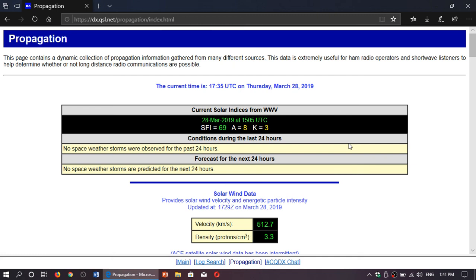For example, here A8 means that in the past 24 hours, geomagnetic fields stayed pretty quiet because this number is very low. But if it moves on to 100, you know that the past 24 hours has been pretty stormy in the geomagnetic field, meaning the propagation might not be as good. What I usually tell everybody, forget the A. Just look at solar flux and K. Solar flux, the highest possible, the better. K, the lowest possible, the better. If you just remember these rules, you should be okay.